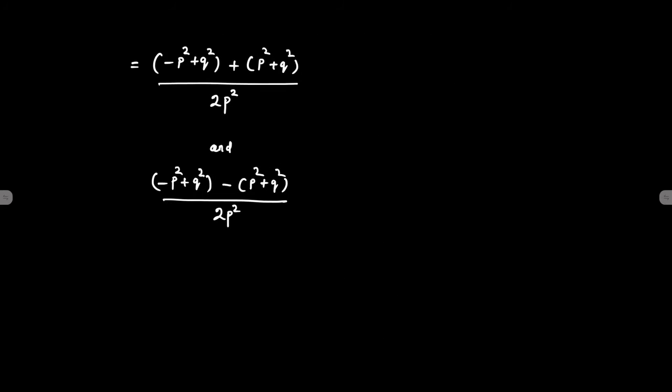So for the first one, it is equal to minus p square plus p square will get cancelled. So q square plus q square will be 2q square by 2p square, which is equal to q square by p square.